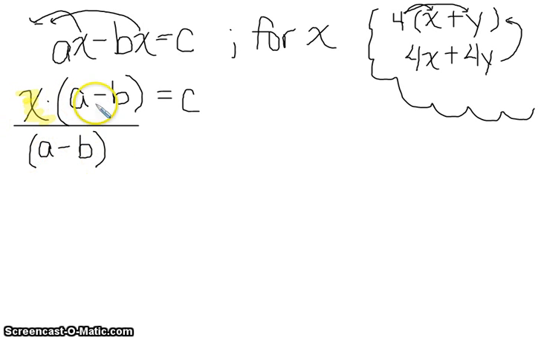Now what I do to this side of the equation, I have to move to the other side of the equal sign and do the same thing over here. So I'm going to have to take that C and divide it by A minus B as well.